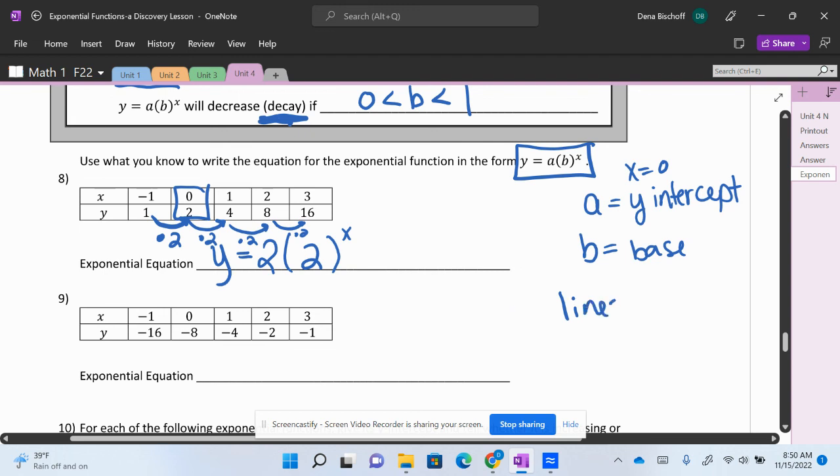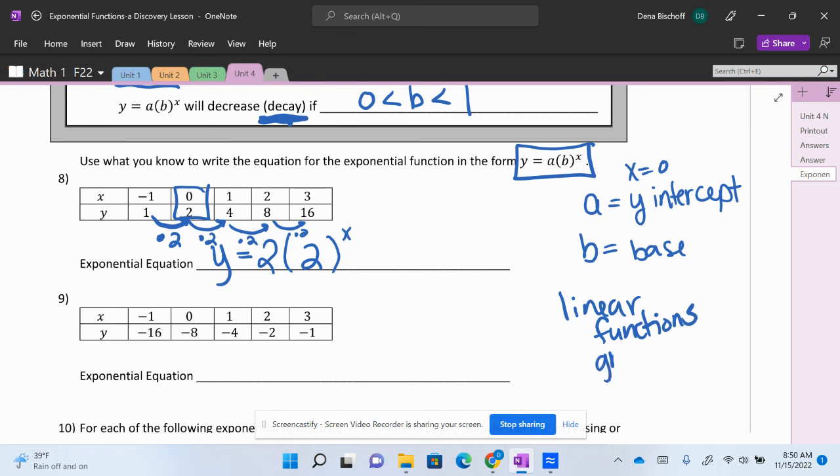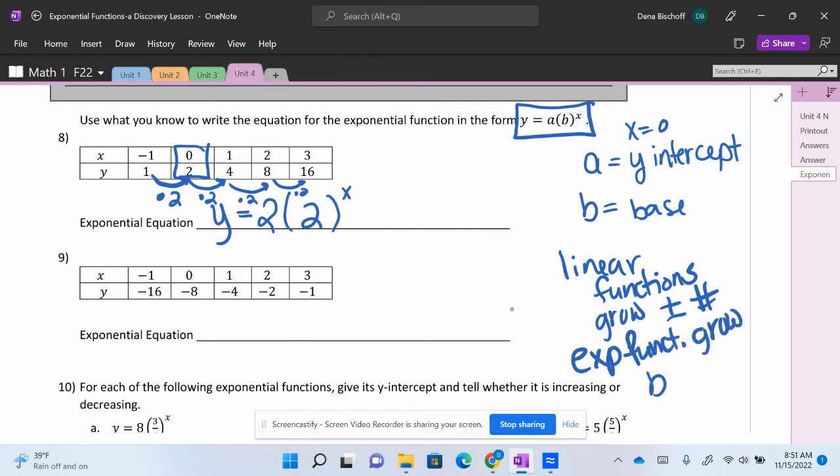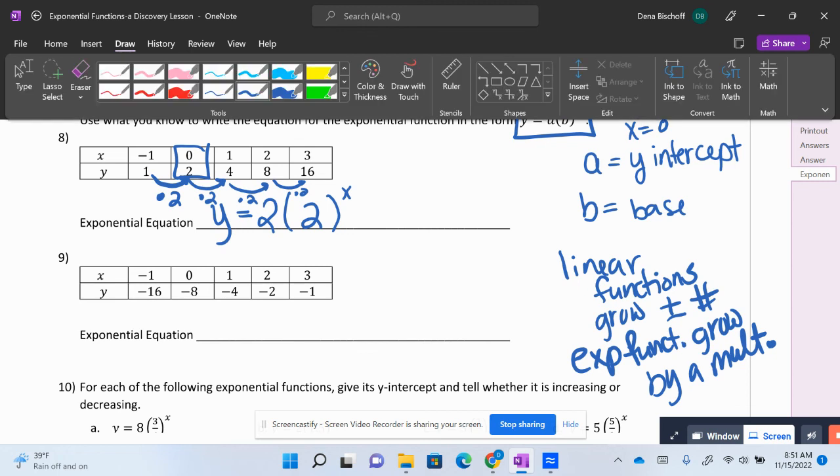So I'm going to write a little note, because I want to remind you that linear functions grow with a plus or a minus a number, right? When we look at a table, we call that the slope or the rate of change, and it's by adding or subtracting a constant number, right? But exponential functions grow by a multiple, meaning we multiply a number, okay? That's the difference.